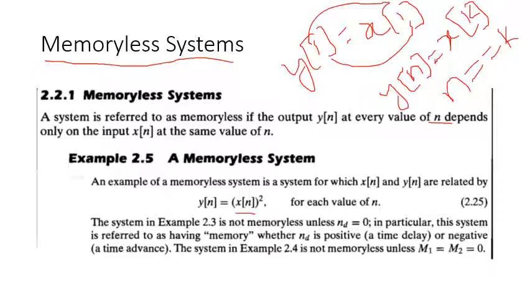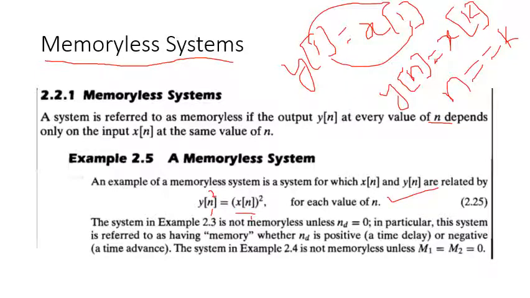Now, if we put the value of n as 1 here, the input will also be x of 1 squared. If I'm computing the output at y of 2, the input will be x of 2. So this is a memoryless system.